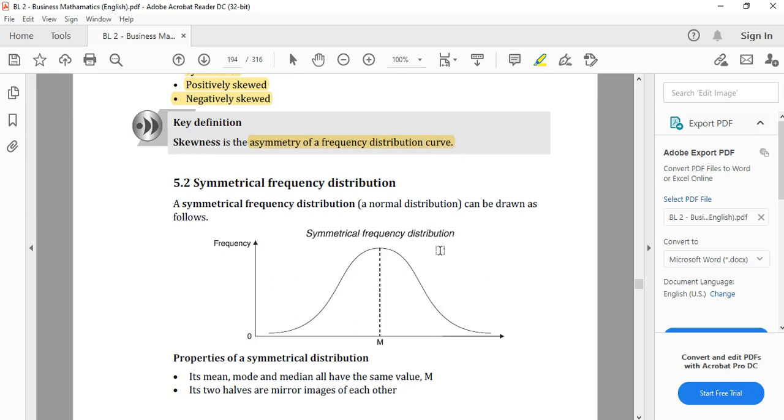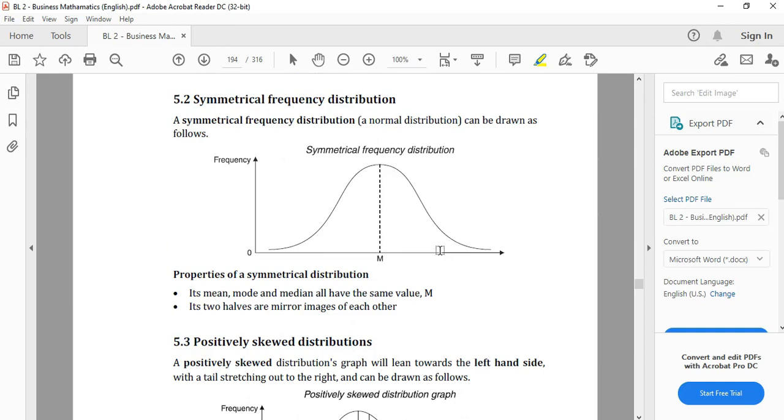See, it's a graph. A symmetrical frequency distribution can be drawn as follows. So you have your frequency here and the data set here, and you draw the symmetrical. What does symmetrical mean? The word symmetrical means it is equally divided into two parts. Just see the way the cursor moves. So this section is equal to this section. That is what is meant by symmetrical.